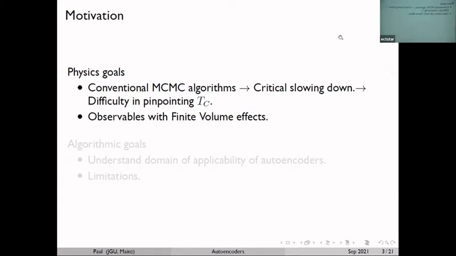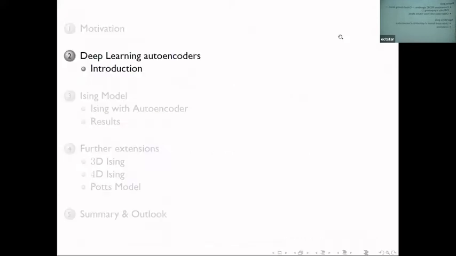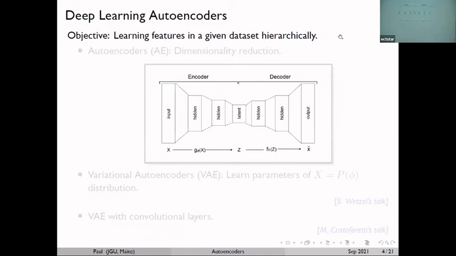And apart from physics, the algorithmic goals are, first of all, we need to understand the domain of applicability of these particular autoencoders that we are talking about. And also we have to be very careful about the limitations involved in it. So going forward with these goals, I'll just introduce the autoencoders now.